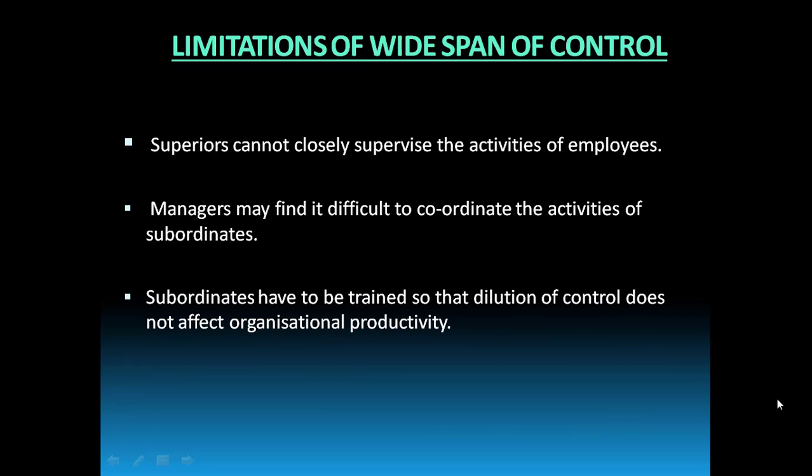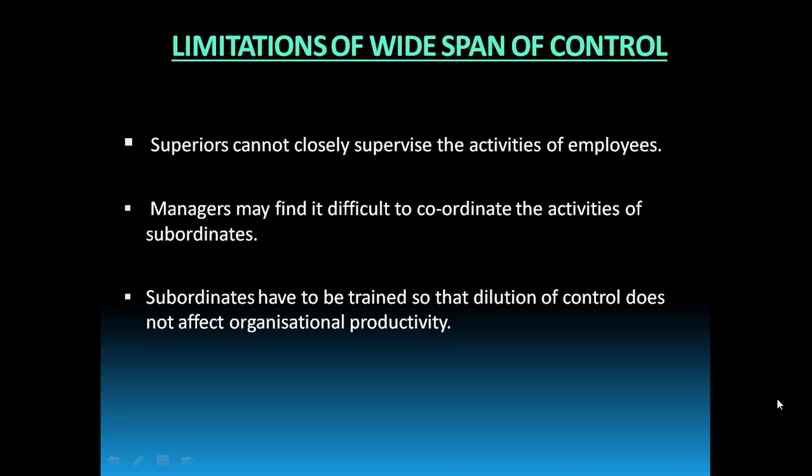Okay. Then the limitation of wide span of control is that superiors cannot closely supervise the activities of employees. So here, if we go back to the same example of a classroom, in narrow span of control the situation was one teacher for 5 students, right? And in wide span of control, the situation is one teacher for 40 students. So what will happen? When there is only one teacher for 40 students, that teacher will not be able to manage those 40 students as effectively and efficiently as one teacher will manage 5 students.